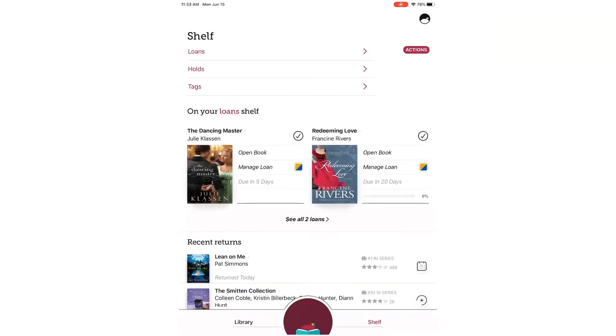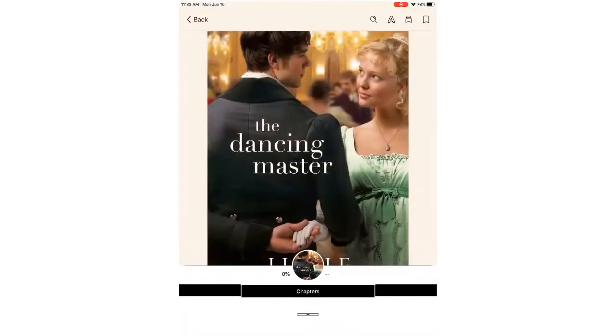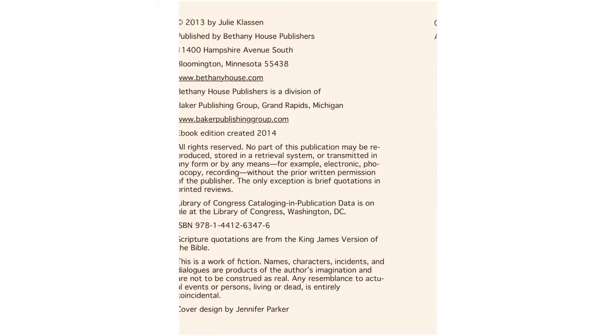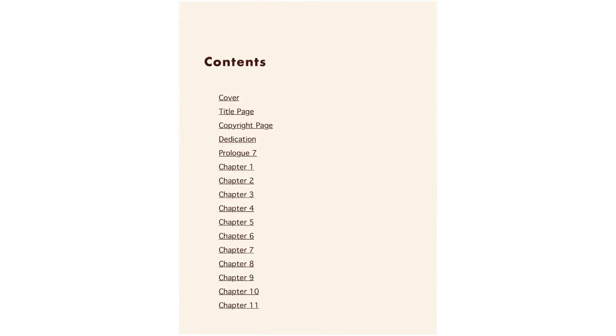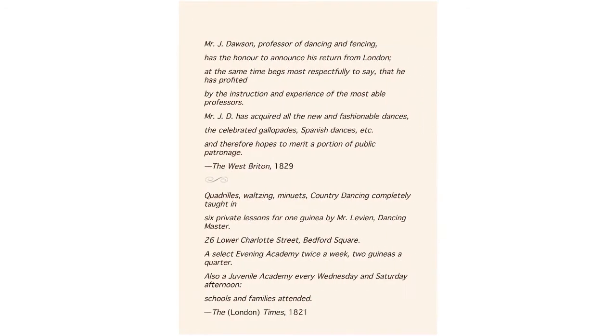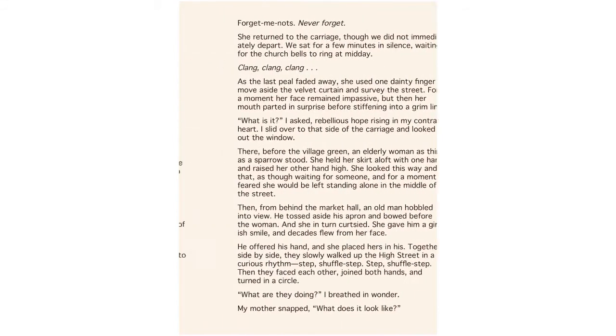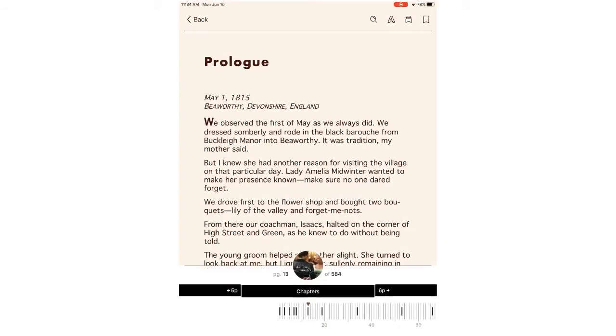Tap on the cover of the book or the words Open Book to open your book. A menu will appear at the top and the bottom. Tap in the center, the menu will go away, and you can turn the pages by a quick swipe from right to left. To go backwards, swipe from left to right. Tap in the center one more time to open the menu.